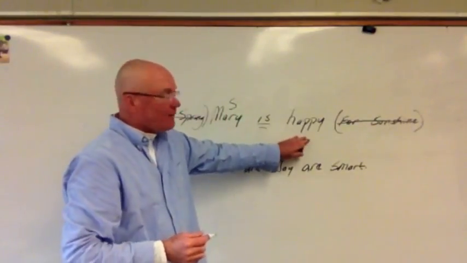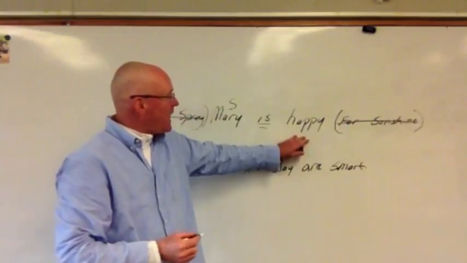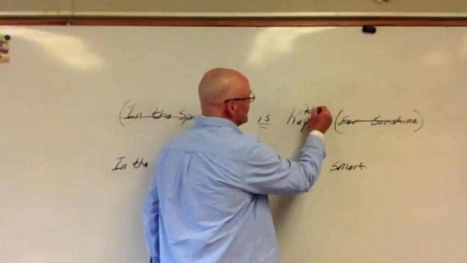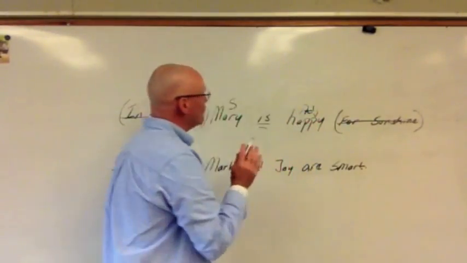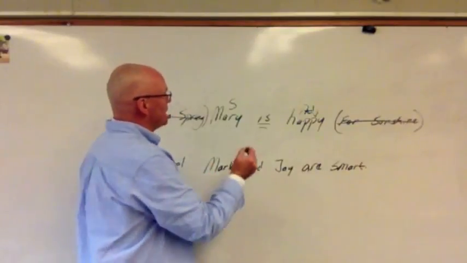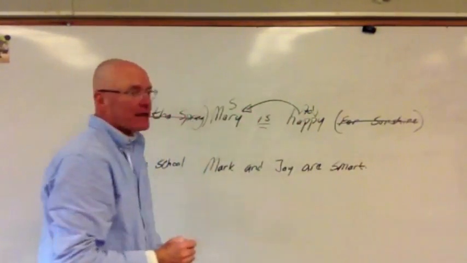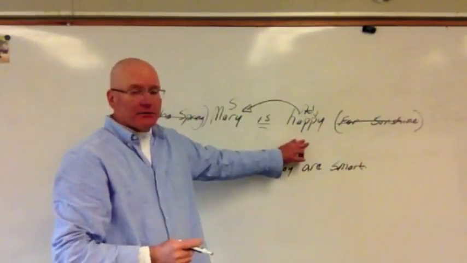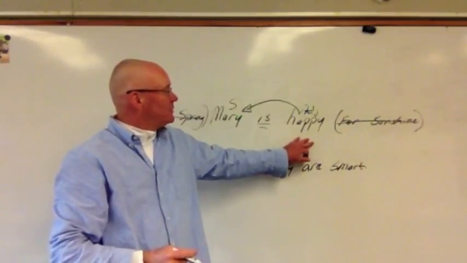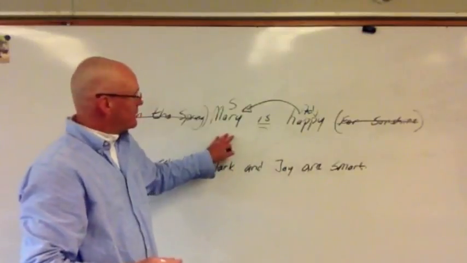Then we look after the linking verb and we find the adjective happy. This adjective happy can only modify one noun in the sentence, and that noun is Mary, the subject. So happy becomes your predicate adjective. It follows the linking verb and it gives you a description of the subject.